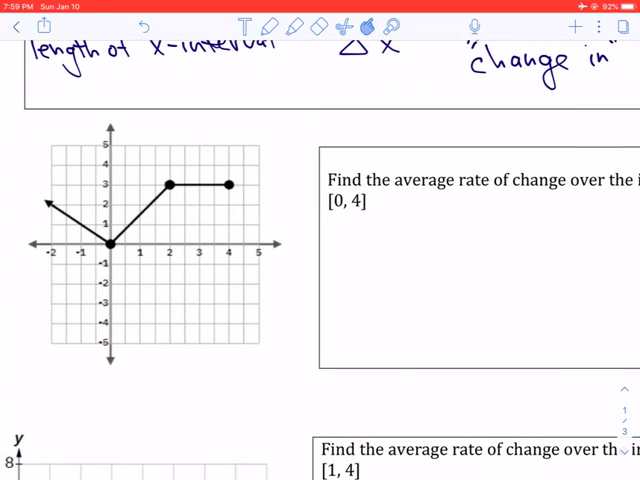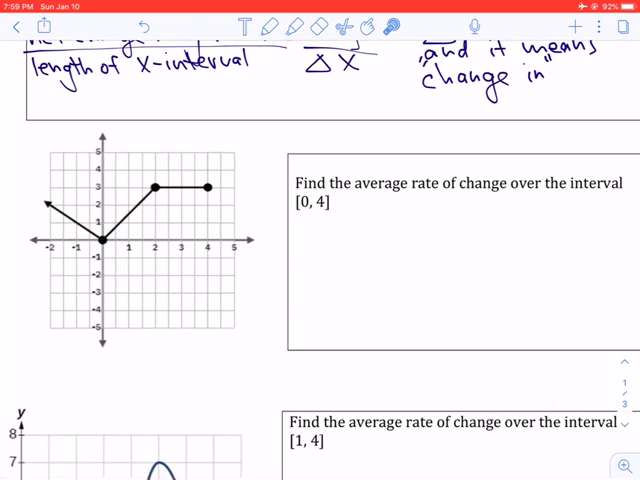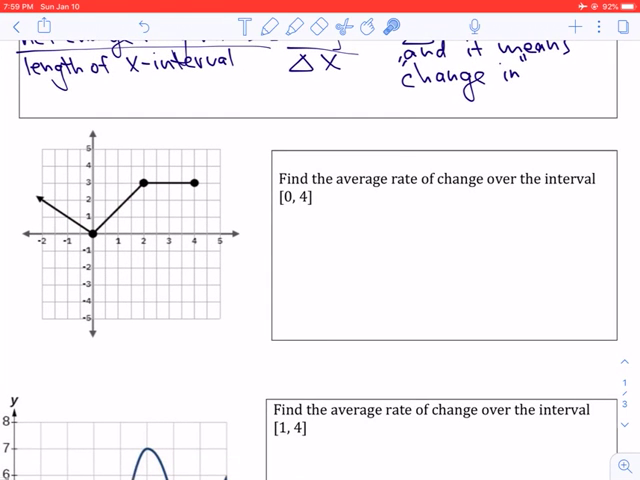We have a graph that is comprised of 3 different linear pieces, but it isn't linear on its entire domain. So it isn't one continuous straight line. Our directions say to find the average rate of change over the interval 0, 4. It is a closed interval. The domain of this function is negative infinity to 4.